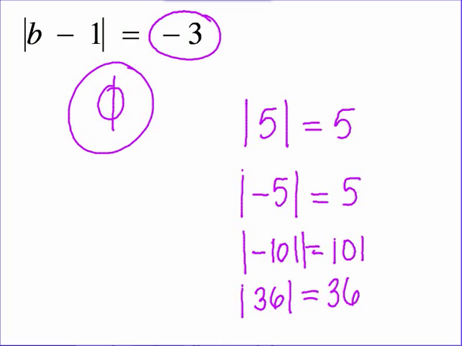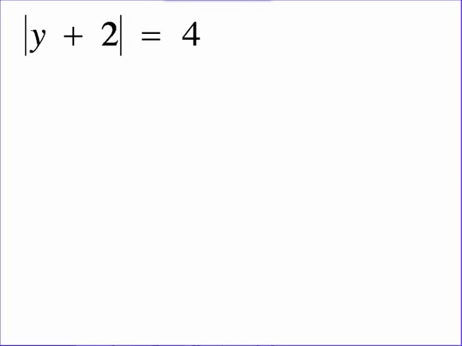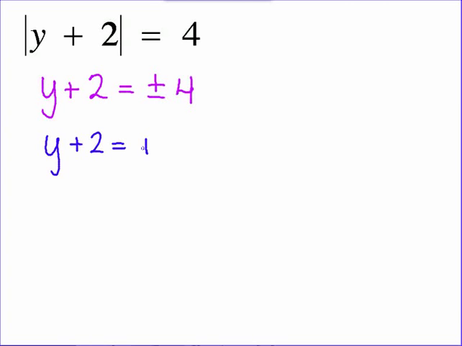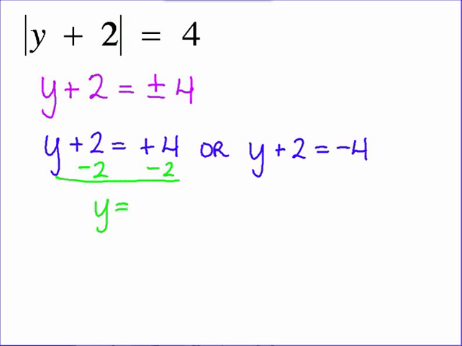Let's go ahead and look at this next one and see what we end up getting. Okay, the absolute value of y plus 2 equals 4. So how do I undo absolute value? Plus or minus. Yep, so y plus 2 equals plus or minus 4. So really, that means that y plus 2 equals what? Positive 4, or y plus 2 equals? Negative 4. So my first solution, I'm going to do what with the 2? Subtract 2, so I get y equals 2. Or, what does y equal over here? Subtract 2, so y equals negative 6.